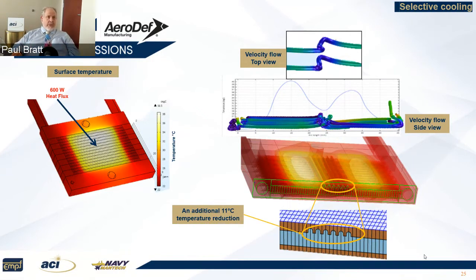And as you look at the bottom right, you see I just have six or seven microchannels in the middle of the plate, and just above it is a curve of temperature as you go across, and I got significant reduction at that point. So if I had a hotter component in the center of the cold plate, I would be able to keep it cooler than even the rest of it. Next slide.